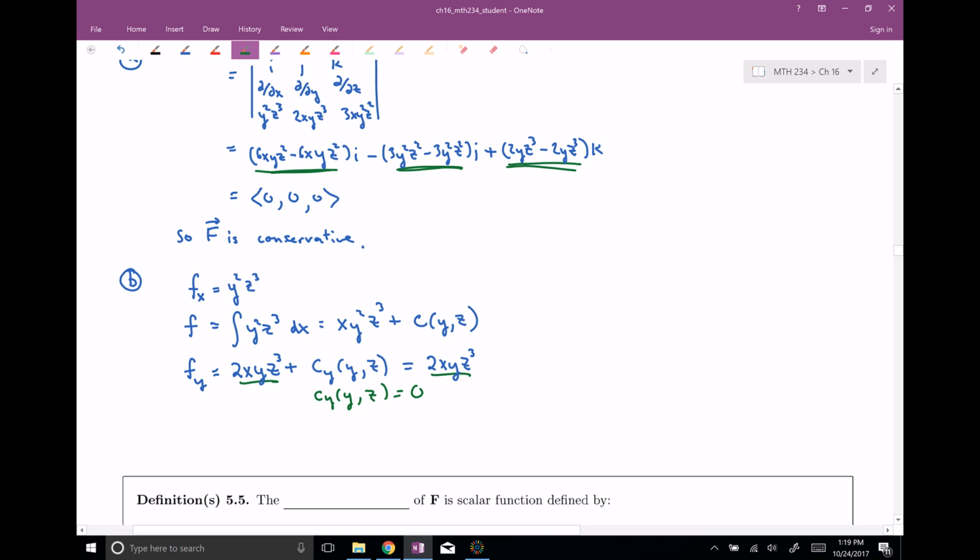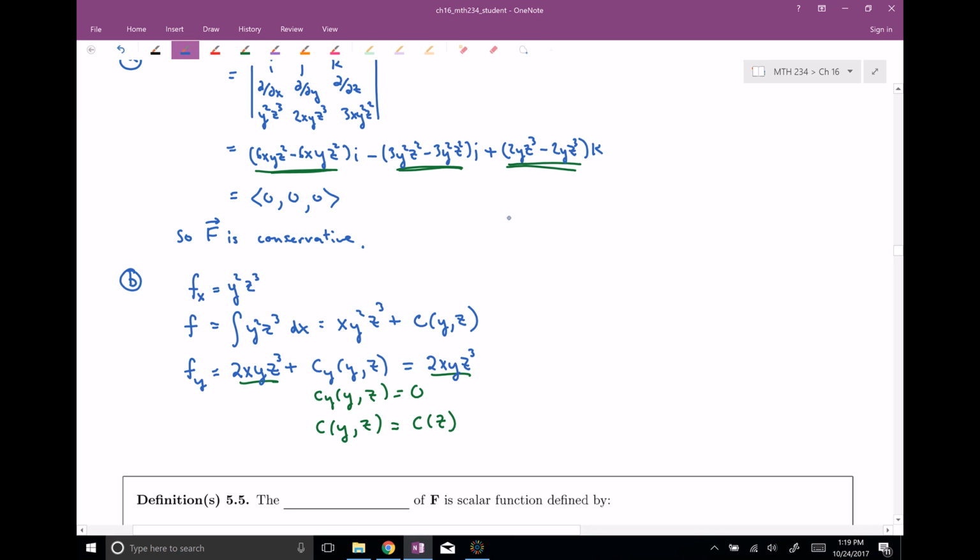And so if the partial with respect to y is equal to 0, this means that it doesn't depend on y at all. So actually our function, c of yz, only depends on z. So it's a function with only z's in it. Again, if it had any y's in it, then the derivative with respect to y wouldn't be 0. So this is indicating that our function only has z's in it.